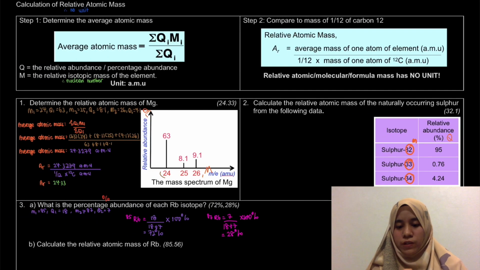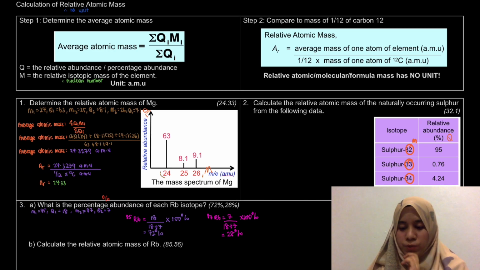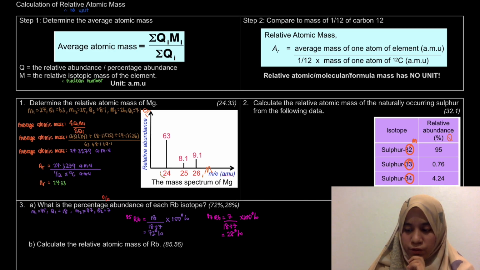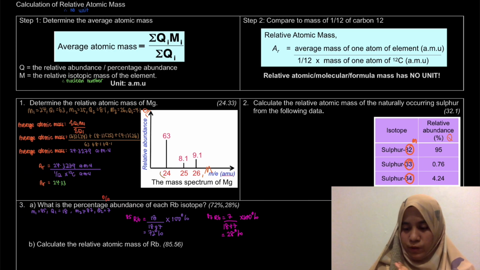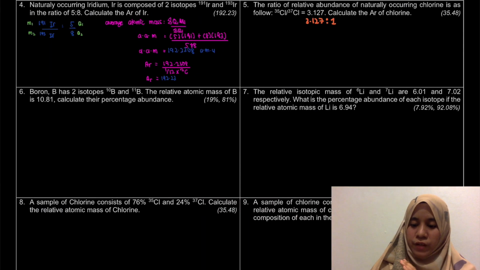So for the third, we have now seen 2 cases for the calculation. The first one we calculated based on the information given, where it gives you straight away our Q and M. So questions 4 and 5, in terms of ratio. So let's look at question number 6.